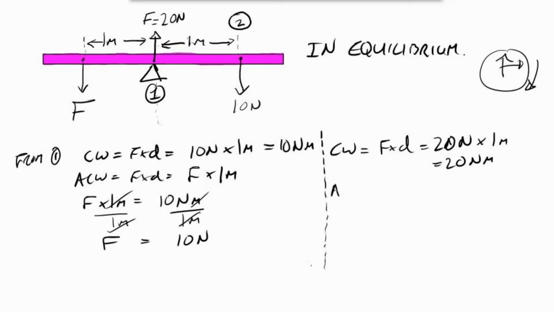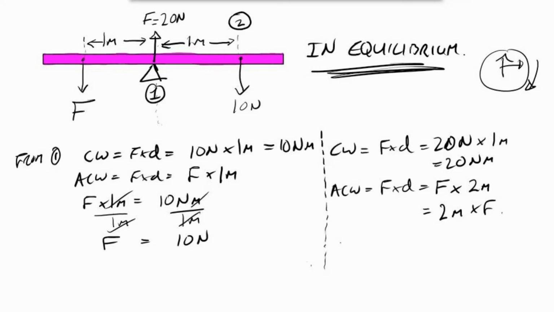Now let's look at the anti-clockwise moment. That's given by force times distance, always. Our mystery force is the only one pointing against the clockwise motion. So that's our mystery force multiplied by the distance, which is now 2 meters from pivot point 2. So that's 2 m times F. Now again, it's in equilibrium. How do I know? It's written up here. So the anti-clockwise moment must be equal to the clockwise moment. That tells me that 20 newton meters must be equal to 2 meters times this mystery force F.